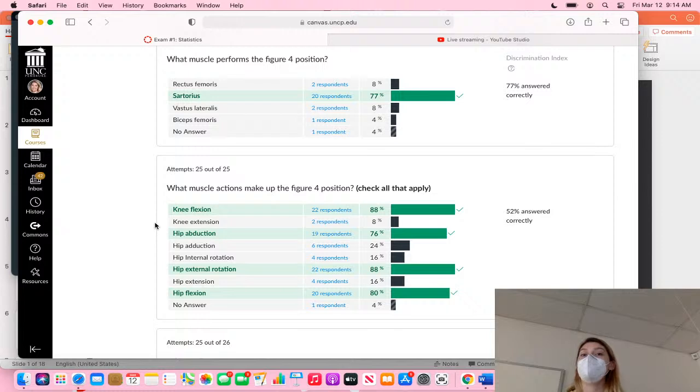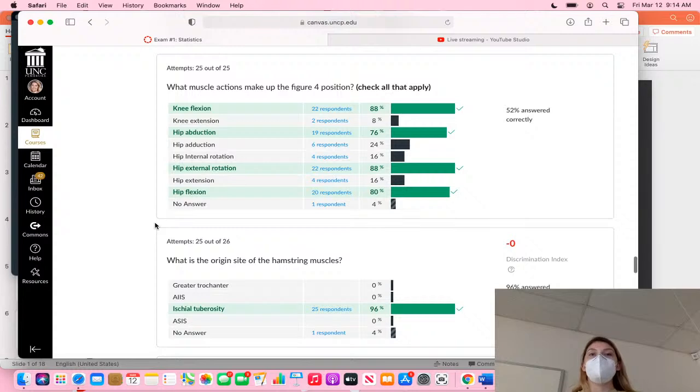Some people didn't answer at all. That's interesting. I know a lot of people do this. They will pick both. They'll pick knee flexion and knee extension, but you can't have one. If something's doing opposing action, a door can't be open and closed. It's either open or it's closed. Everyone got this one.